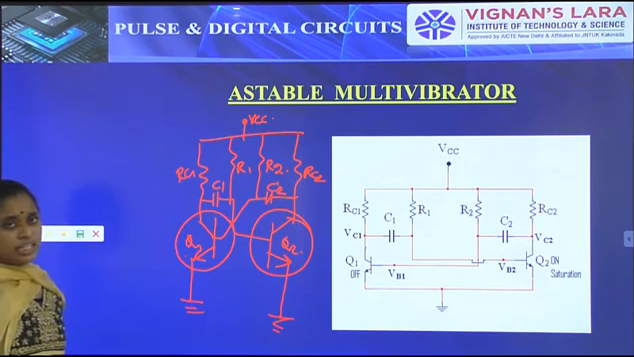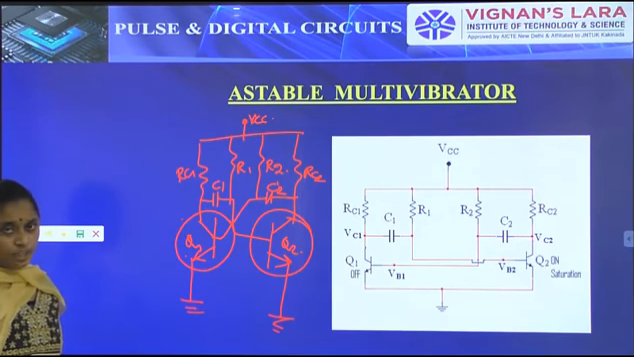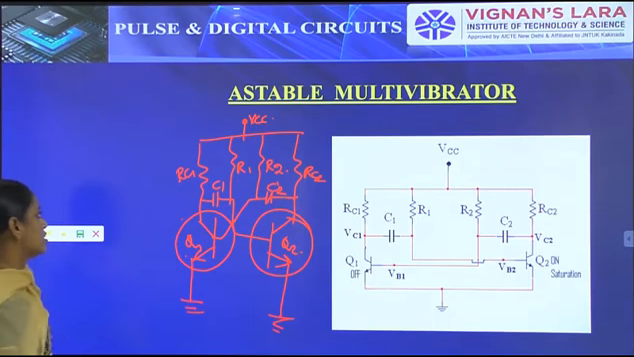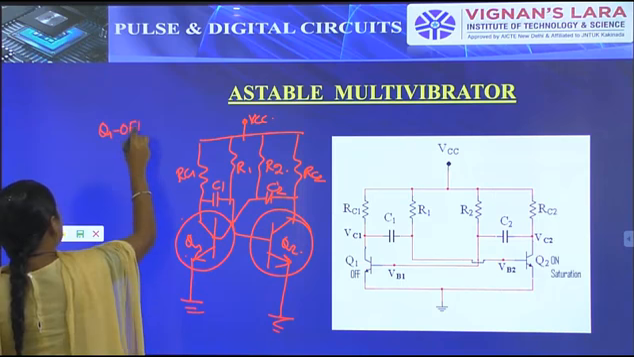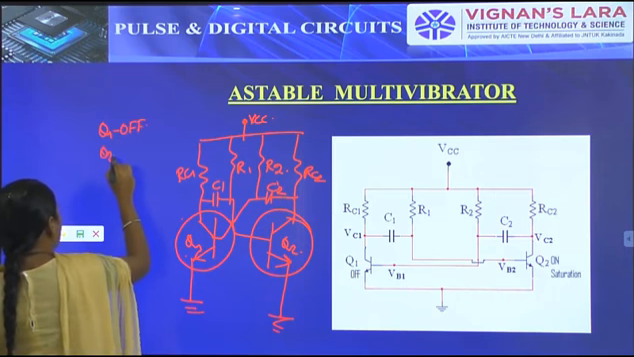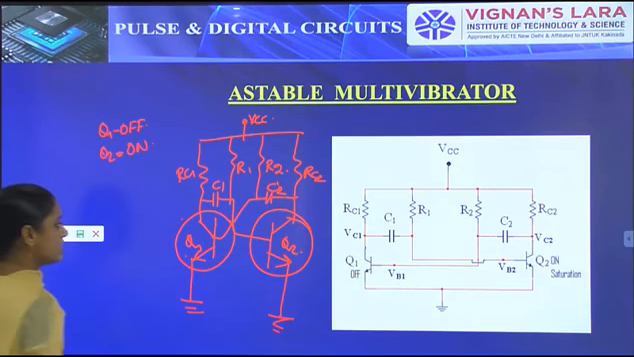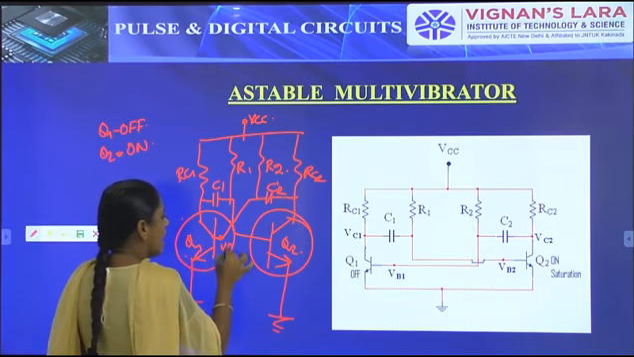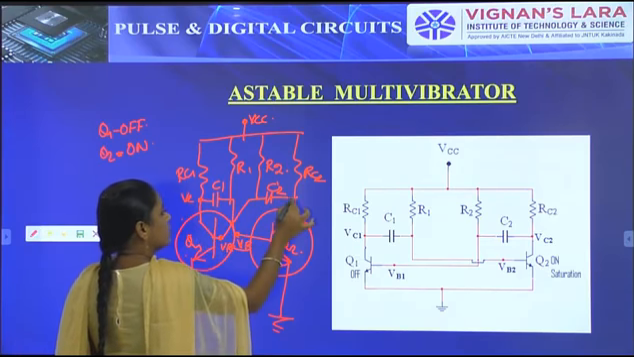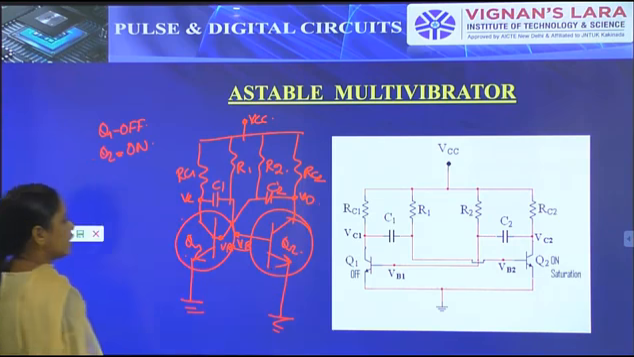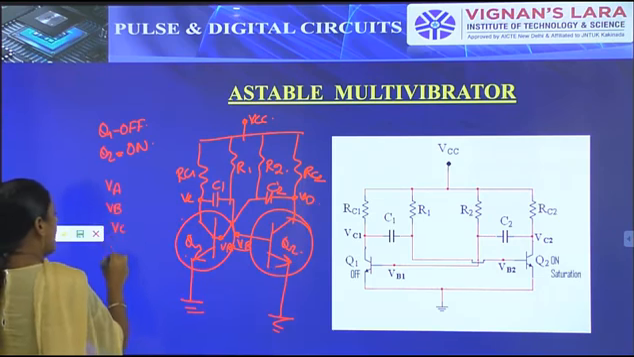In the initial condition we assume that transistor Q1 is in the off condition and Q2 is in the on condition. That is our assumption. During this time, what are the voltages? These will be known as VA, VB, VC and VD. So what are the voltages VA, VB, VC and VD?